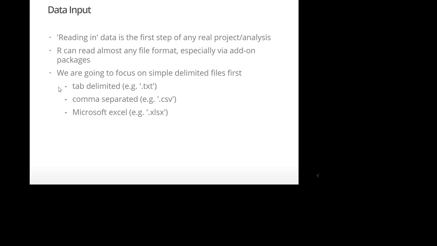However, in today's class, we're going to focus on 3 really simple examples. Tab delimited files, which are typically denoted with a .txt extension. Comma separated values, .csv, or the number 1 data analytics software in the world, Microsoft Excel, with the .xlsx. And tomorrow, Jeff's going to cover more advanced file formats like JSON, data tables, Google Sheets, and things of that nature.